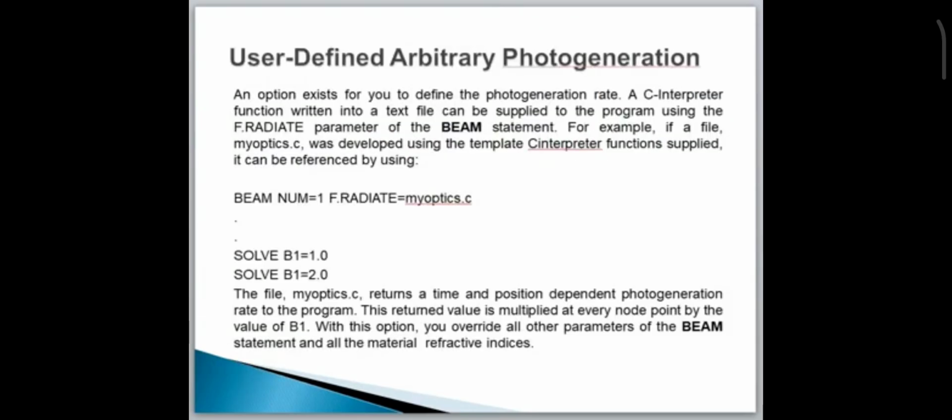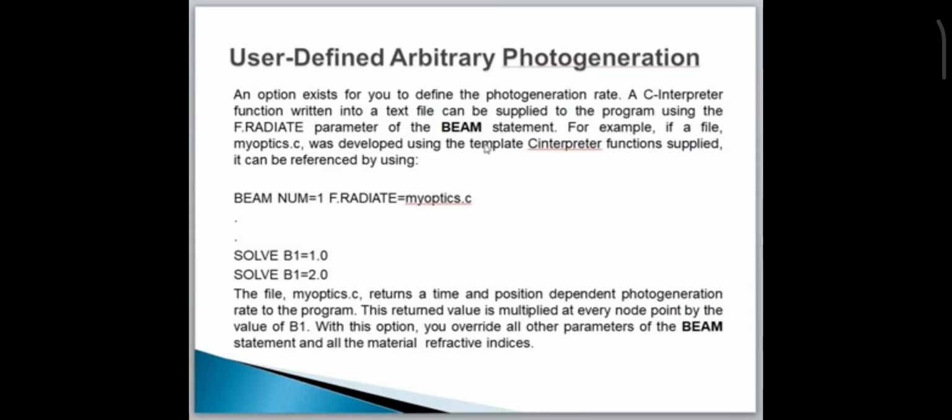Next we will discuss the user defined arbitrary photo generation. An option exists from the user to define the photo generation rate. A C interpreter function written into a text file can be supplied to the program using the f.radiate parameter of the beam statement, which I have defined a file in the C interpreter function that will consist of all the parameters of the beam rays. If you want to call this file, you have to use this syntax f.radiate parameter in the beam statement.